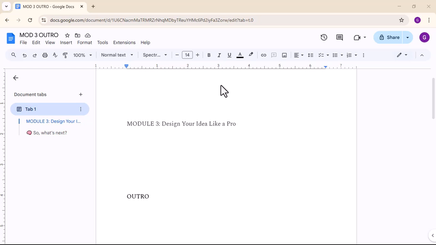And just like that, you have made it through Module 3. Design your idea like a pro. Let's take a moment to celebrate what you have just done, because what you have done here is not small. You've taken that burning passion inside you, you dream to solve real problems, and you've given it structure, you've given it shape, and you've also given it strategy. So that is the heart of grant writing.